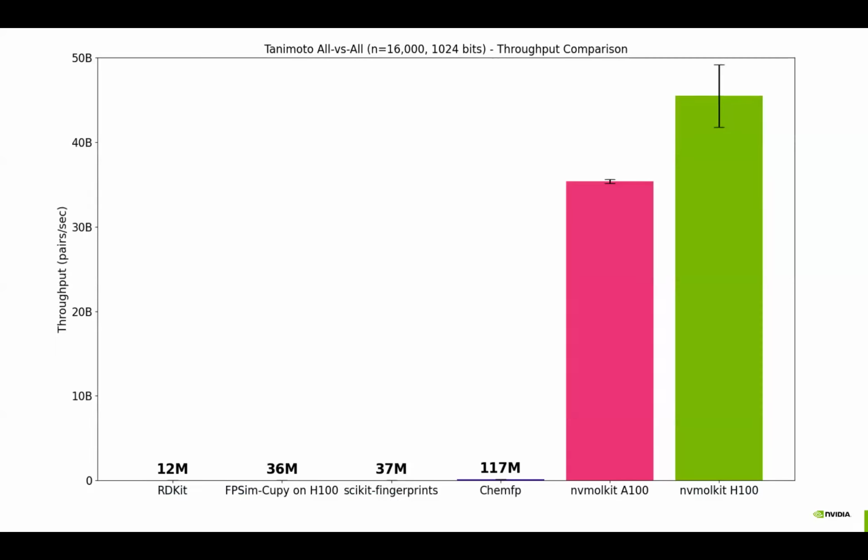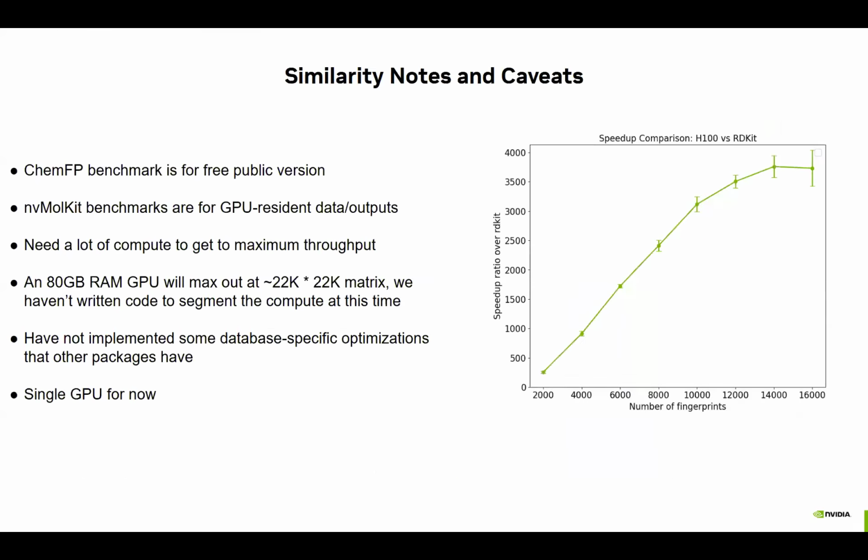On an A100 GPU, we were over 30 billion pairs per second, and on an H100 GPU, we were over 40 billion pairs per second. So we're in the range of 3 orders of magnitude faster than most of these implementations, and 2 orders of magnitude faster than ChemFP at this time. There are a few caveats to that.